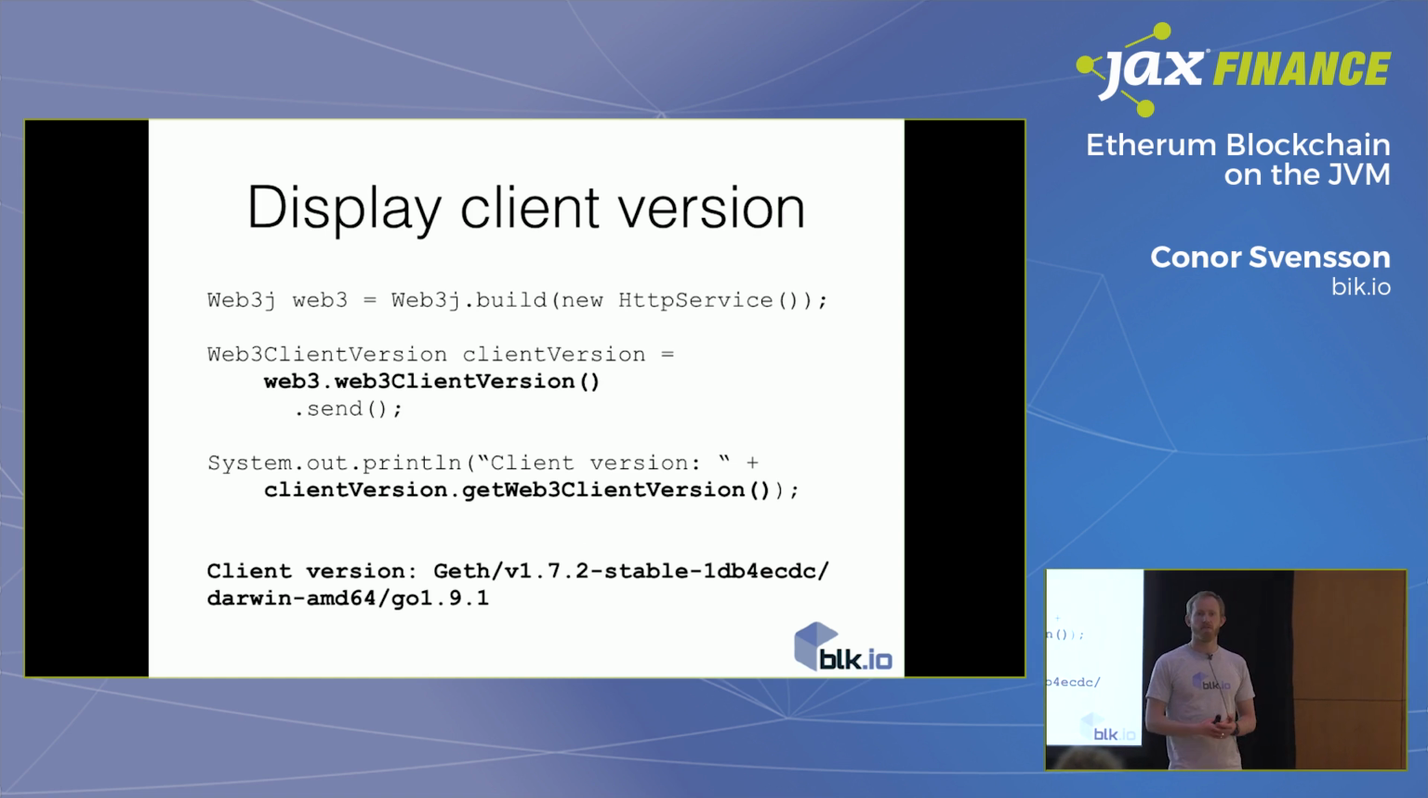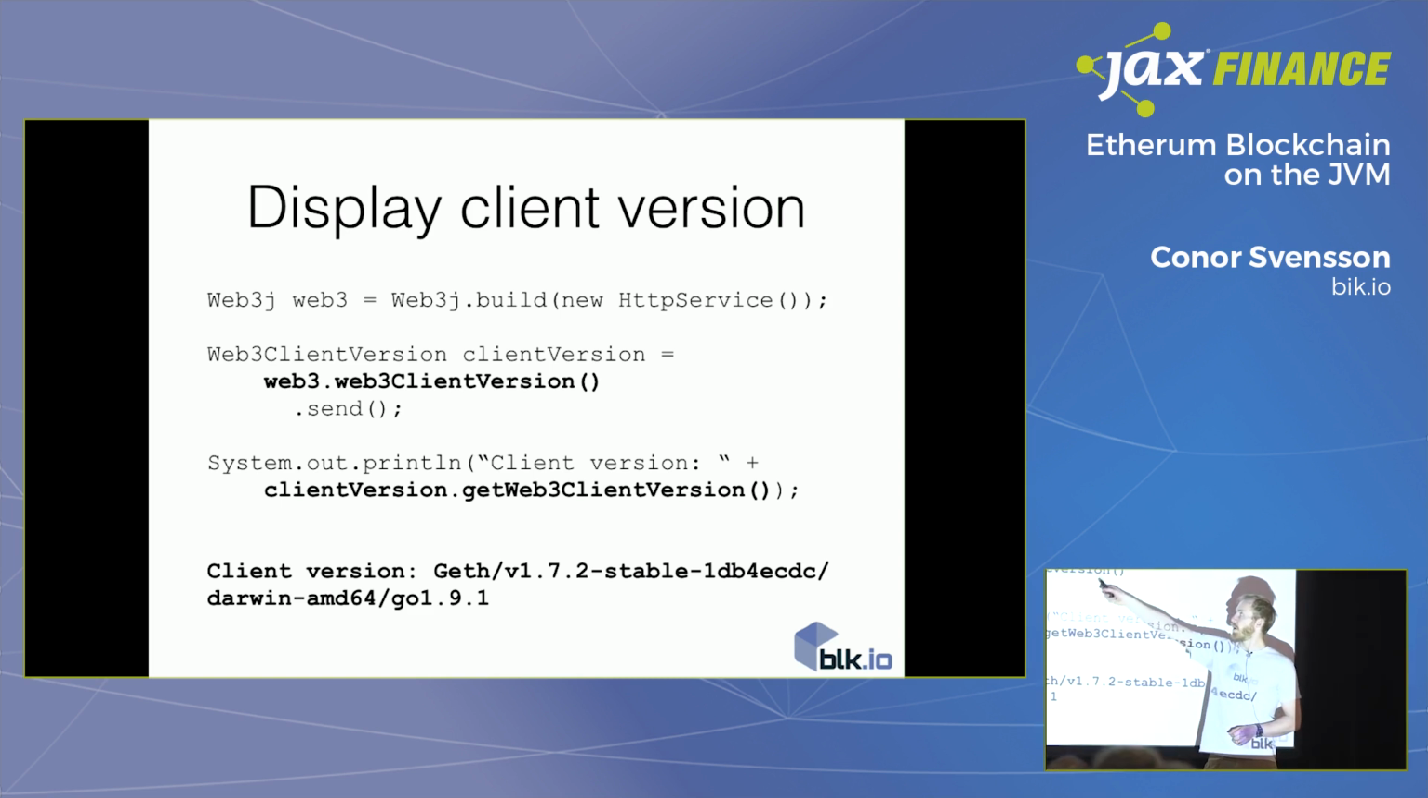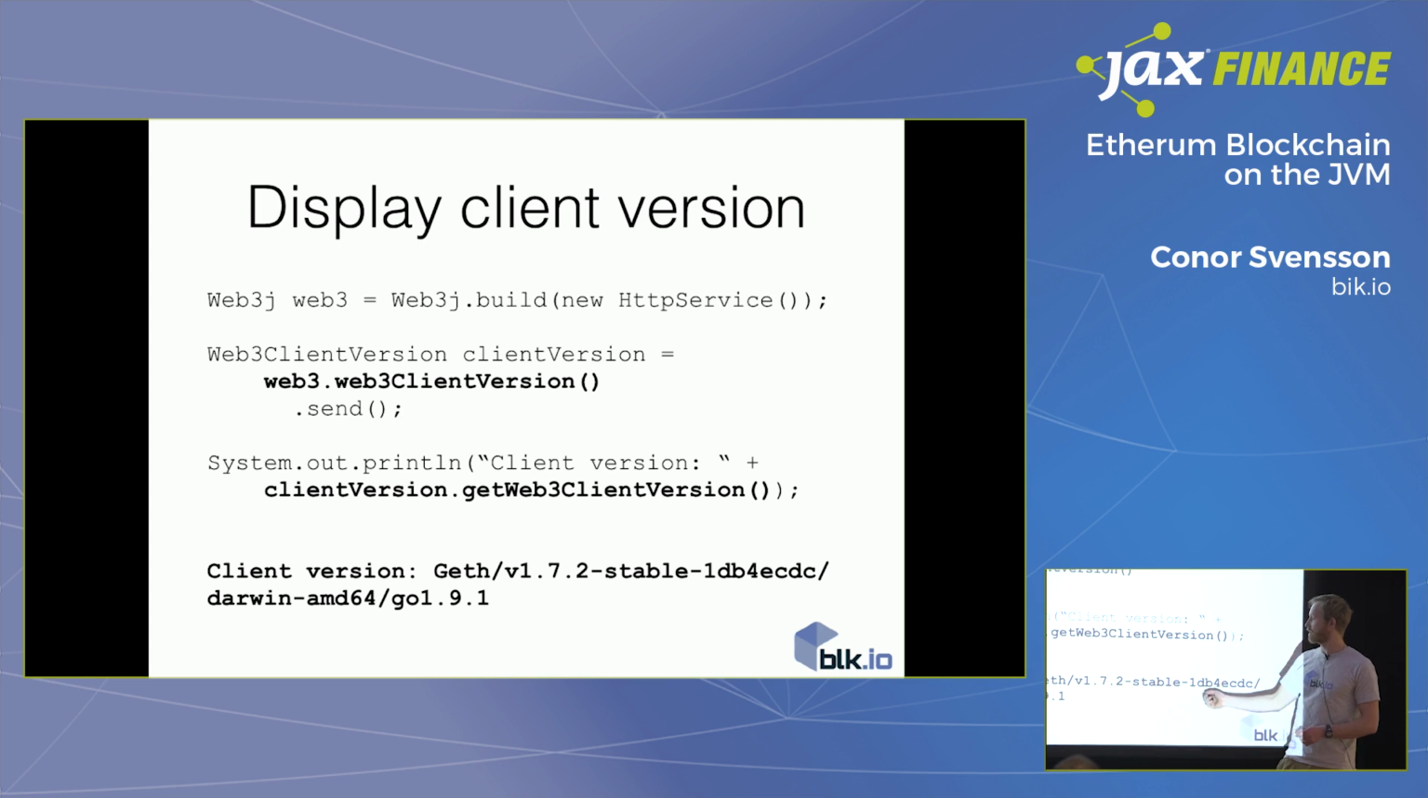So here's a really trivial example. Say we want to display the version of the Ethereum client that we're running on. This is the code to do it. So we start off by creating a new Web3j instance. Then we say, let's get our Web3 client version and send that request. And then we just print out the version, and then we can see down here details of the actual client that we're running.